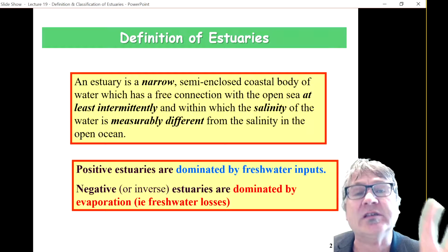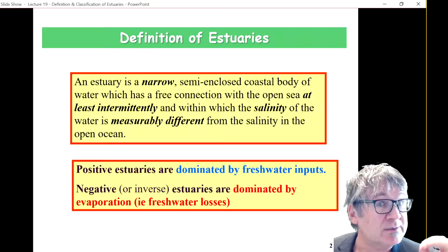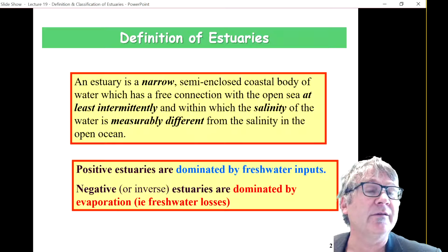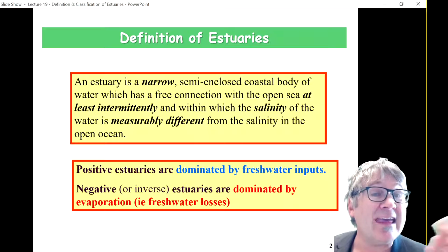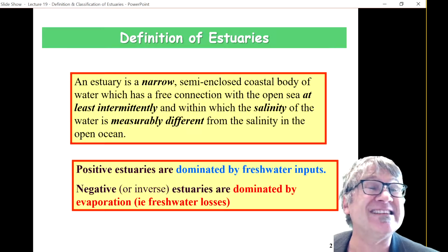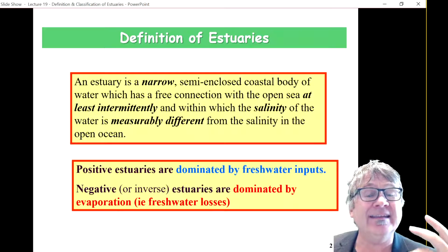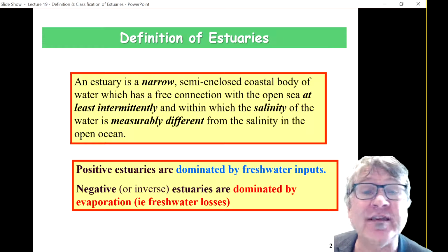And there are two options. It can be lower, and that's what we call a positive estuary. Or it can be higher. These are hypersaline, negative or inverse estuaries.